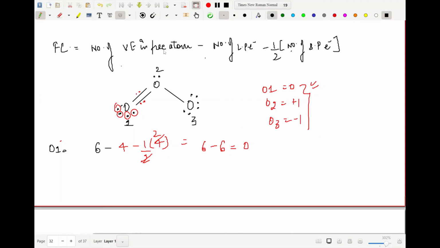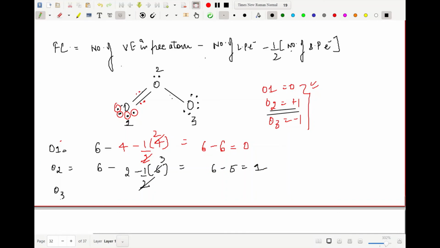In case of oxygen 2, the number of valence electrons in the free atom remains the same, minus number of lone pairs. So lone pair electrons for oxygen 2 is only 2, minus half into number of bond pair electrons. Now the bond pair electrons are 1, 2, 3, 4, 5, 6, because it is forming 3 bonds, right? So we have 6 bond pair electrons, and we have 6 minus 5, which is 1 or +1. So oxygen 2 has a +1 formal charge.